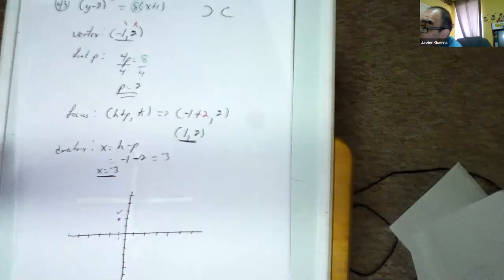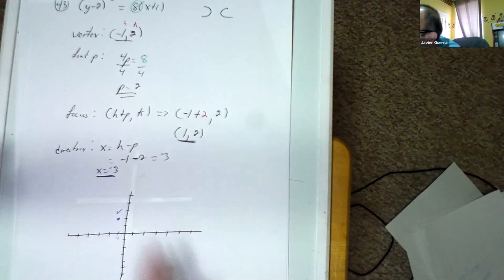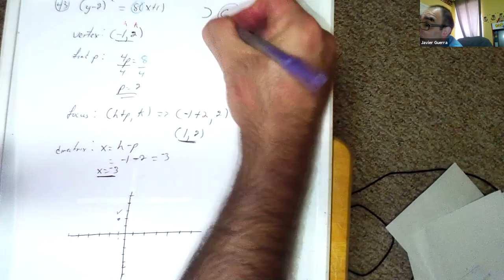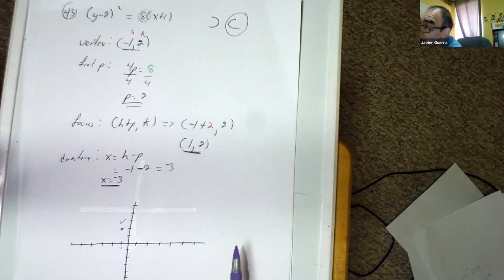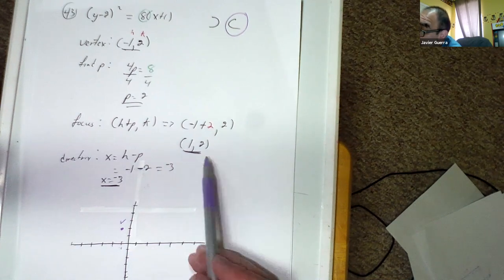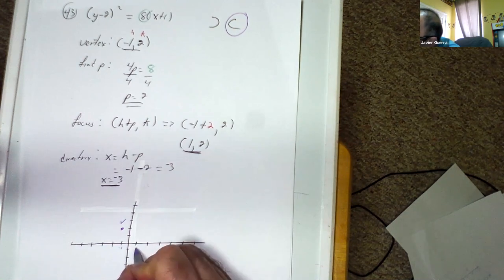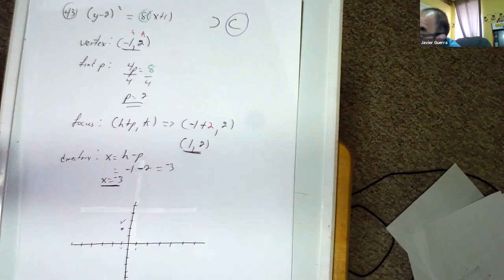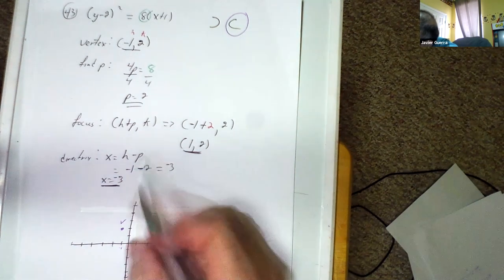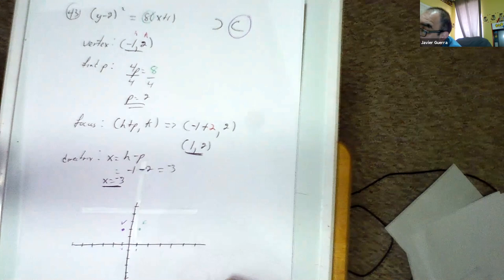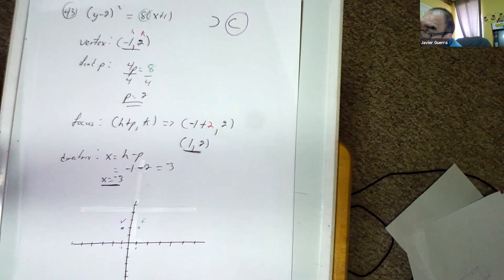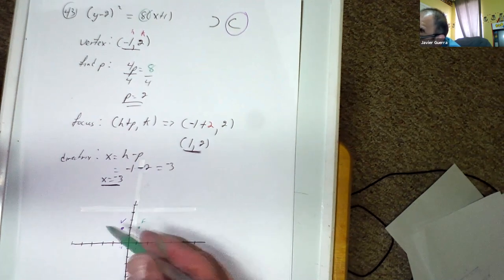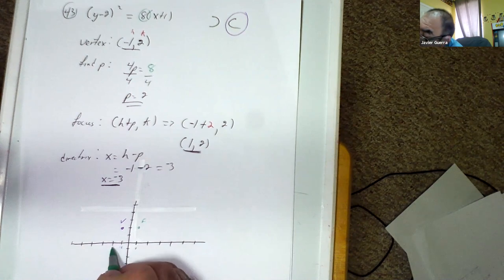So it's going sideways and it's positive. That means it's going to go in that direction. So the focus better be on the right of V, otherwise we did something wrong. Okay, so my focus is 1, 2. Booyah. There it is. And my directrix has to be on the other side of the vertex, so on the left side. Yeah, you're right. 1, negative 2, negative 3. There it is.